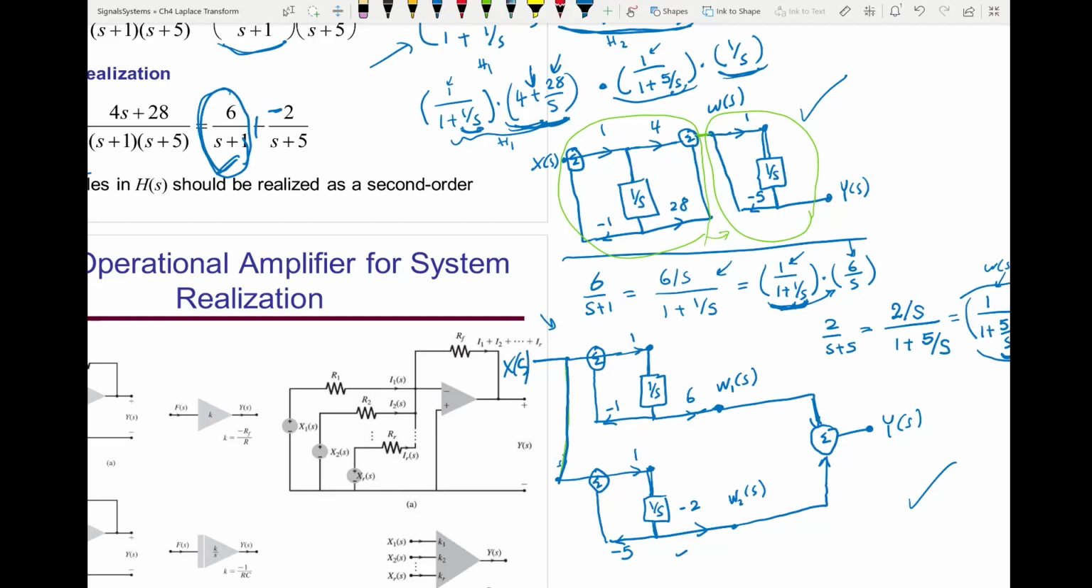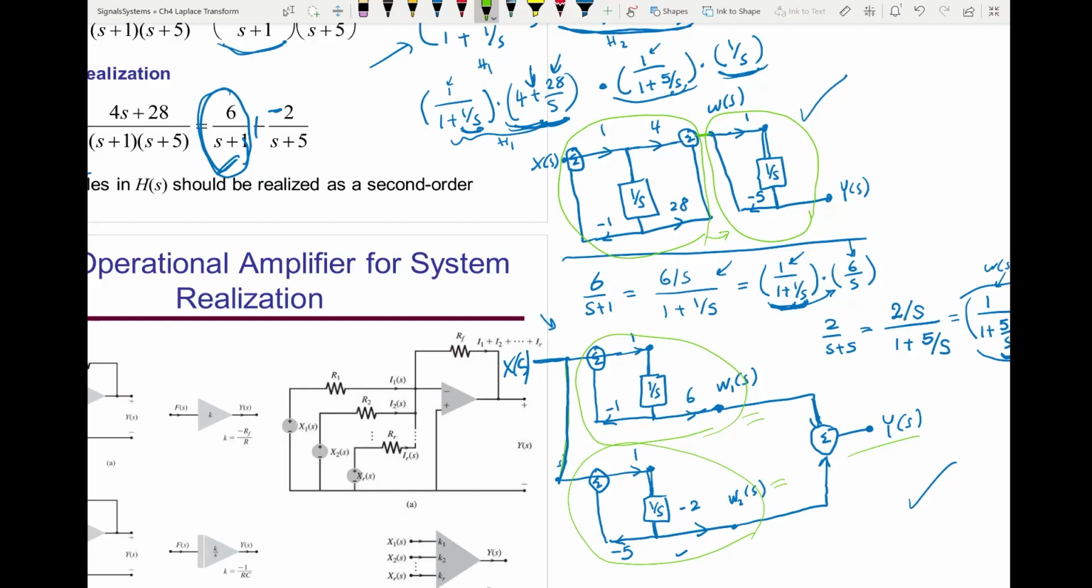See, now in parallel realization, the input is seeing this system and this system at the same time. So both systems are processing the input at the same time. They don't have to wait. Then the outcome will be added here. So parallel realization is usually faster than the cascade realization. So that's one advantage. The second advantage is the following.